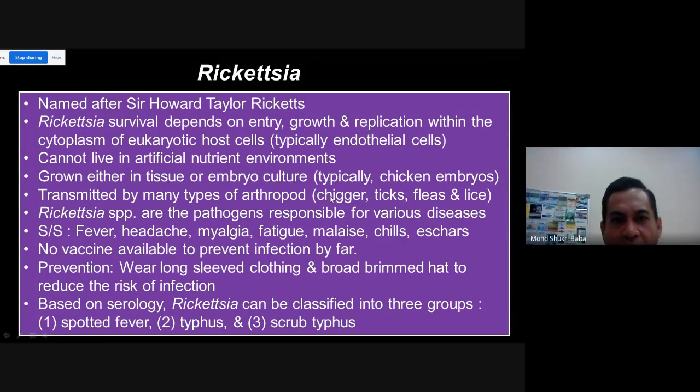Jadi untuk nak elak tu, awak elak daripada awak dihinggapi oleh serangga-serangga ni. That's why your prevention is more to memakai pakaian yang lengan panjang, apa semua. Kalau you masuk hutan, kalau you meredah lalang, apa semua tu lah. Right? So based on serology, rickettsia can be classified into 3 groups, which is spotted fever, typhus, and scrub typhus.